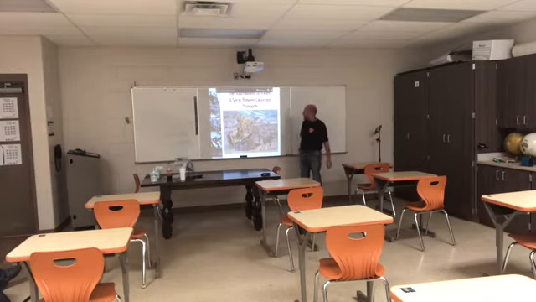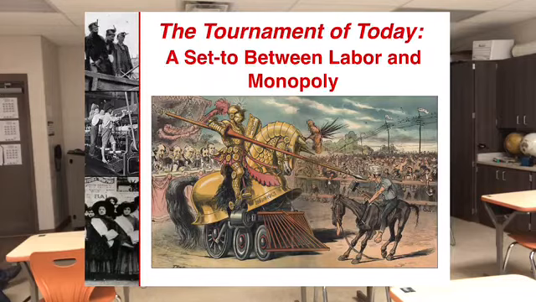All right, so I got this cartoon, and I put it up here because I've seen it show up on the STAR test before. It's actually one of my favorite cartoons. The tournament today, a set two between labor and monopoly. So you've got monopoly as this big gold train, of course. So this is symbolized by big business, okay? And then you've got labor. And labor's riding a donkey with a pot on its head. Who's got the advantage here?